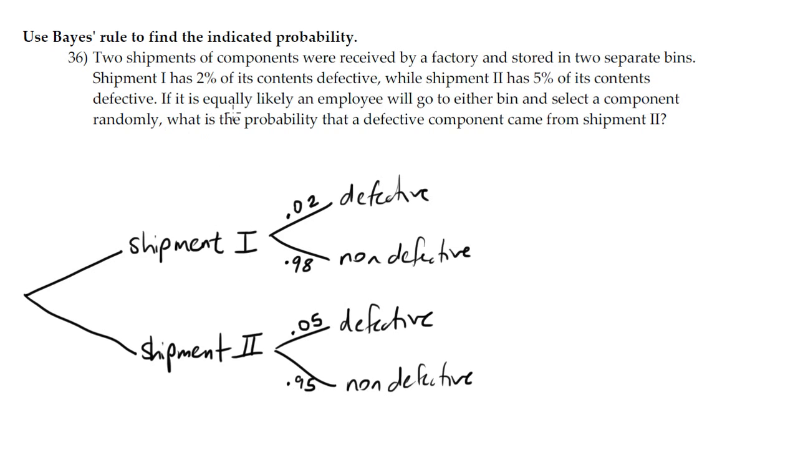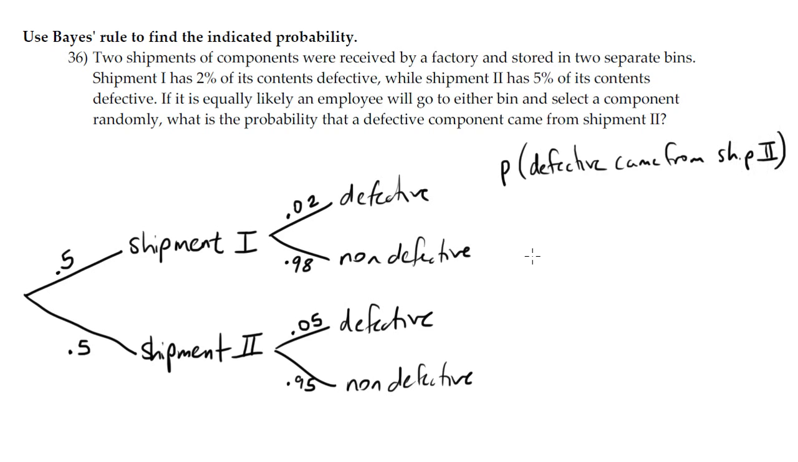Okay. It's equally likely an employee will go to either bin. So the probability we get shipment 1 is a half, 0.5. The probability we get shipment 2 is a half, 0.5. So the person goes into a bin, picks a component. What's the probability that a defective component came from shipment 2?